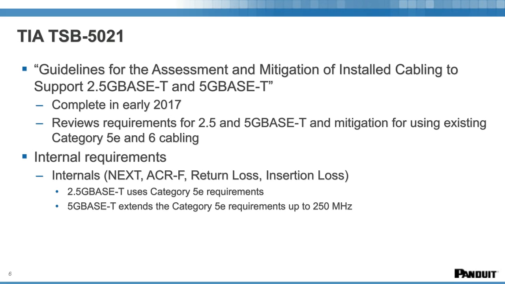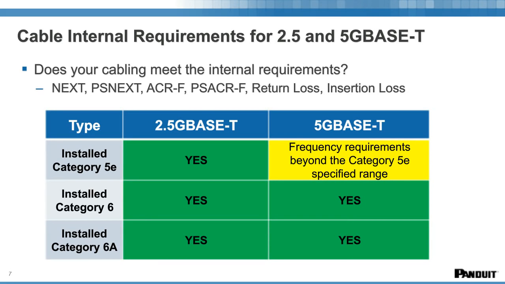So if we look at just the internal parameters in a table and we assess whether or not our cable meets those internal requirements, let's start first with that 2.5G base-T application. From an internal perspective, installed Category 5E, 6, and 6A, we don't expect any challenges with those as long as quality product is installed by quality technicians. If we look at 5G base-T, certainly if you're installing Category 6A, there's no risk at all, and that's certainly what we would be recommending for any greenfield installations. Category 6 also is expected to have no issues at 5G base-T in a typical installation.